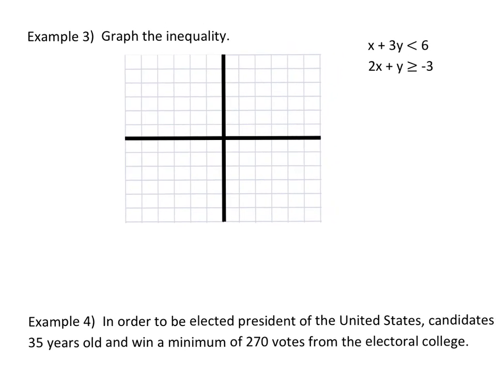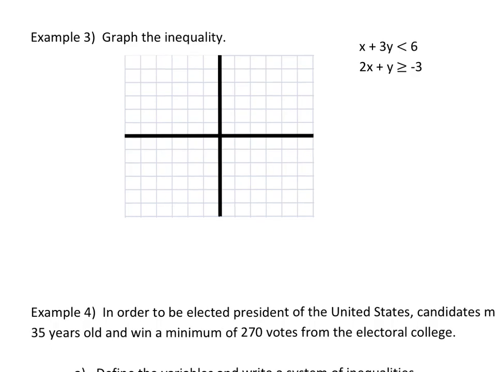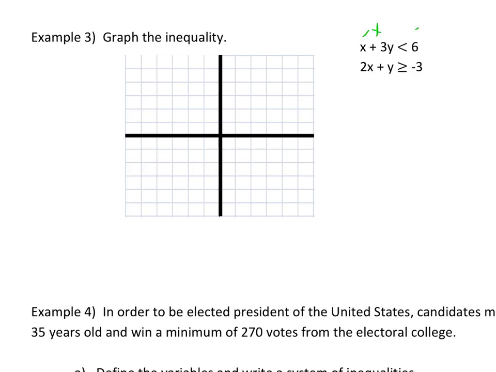Now, if we're going to graph using slope-intercept form, we're going to need to solve each one for y. So if we do that, here we would subtract x from both sides, and we would get 3y less than negative x plus 6.